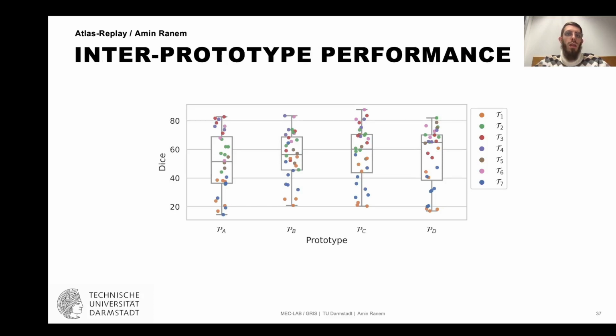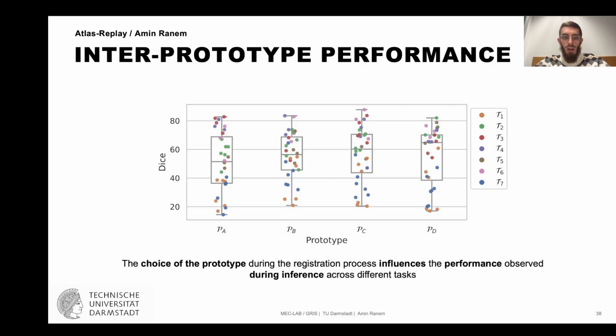Another important thing is the inter-prototype performance. By performing such an ablation study, we came to the conclusion that the choice of the prototype one uses during inference plays a significant role on the performance. And that's kind of obvious. I mean, if you have an image that uses an endorectal coil, you would not use the prototype which represents an acquired image with no endorectal coil.